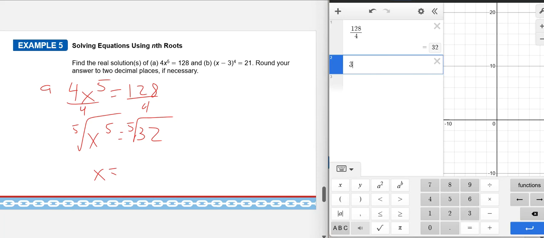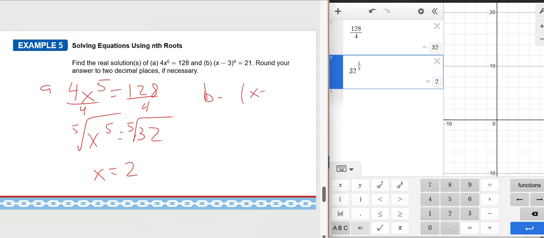If I don't know what 32 to the 1/5 power is, I can plug that into my calculator. I could use that nth root button there as well. But I get a solution there of 2. For part B, I don't know why it won't let me change colors, but we'll do it in red. Okay, for part B, x minus 3 to the 4th power equals 21.